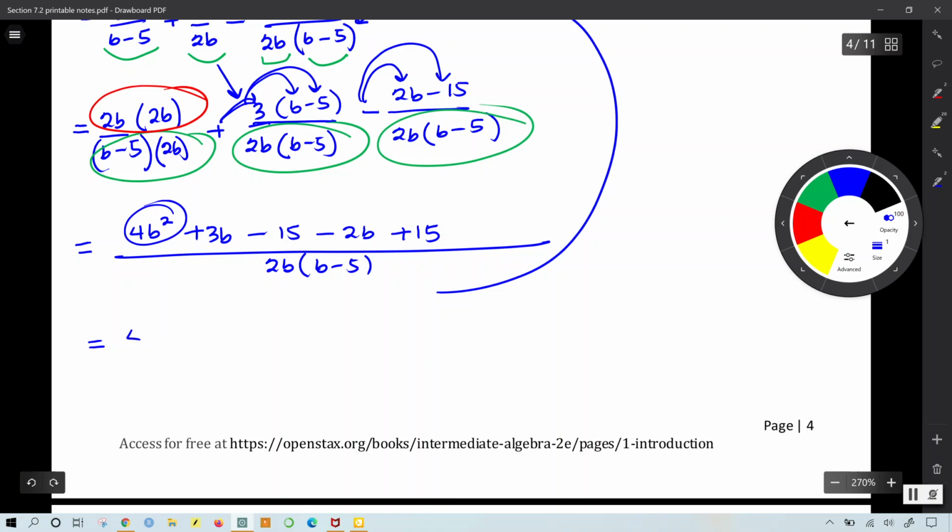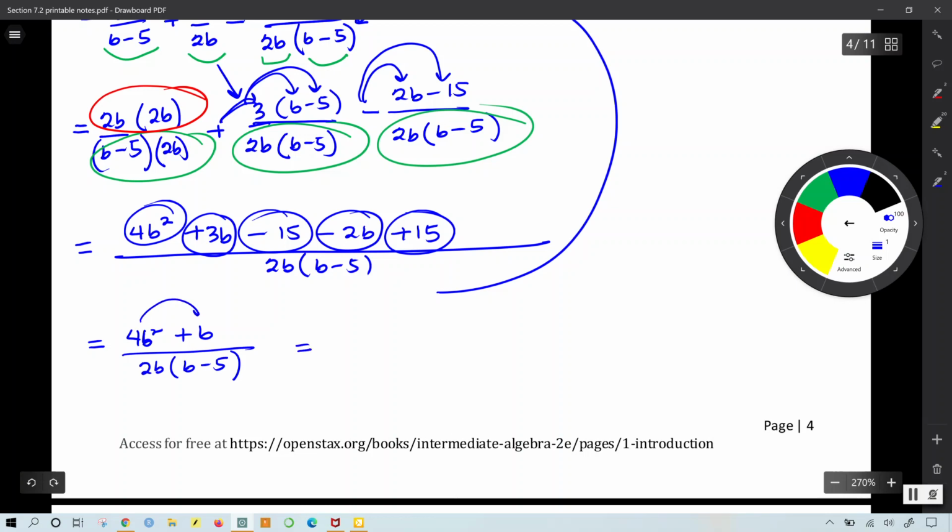So we have 4b squared plus 3 minus 2 is plus 1b, and negative 15 plus 15 is 0. There is no need to write 0. Divided by 2b into b minus 5. And so here we have a common factor of b that we can pull out. And then we have 4b plus 1 divided by 2b into b minus 5. The only common factor that can be cancelled out is b. And so we have 4b plus 1 all over 2 into b minus 5 as the final answer.